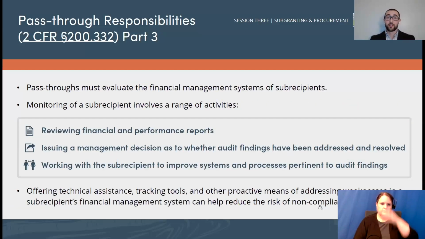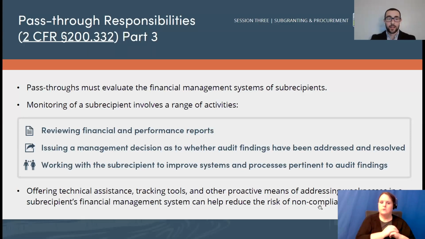Not only do we have to evaluate fraud and risk factors, but as the pass-through entity, we also have to evaluate the financial management system of subrecipients, right? So the pass-through entity needs to evaluate its own financial management system as well as those of subrecipients. And we need to be monitoring those subrecipients during the course of the performance period, right? So we're going to need to be reviewing financial and performance reports, right? They're either going to draw those down from their accounting software, or they're going to be producing performance reports elsewhere, and those should be stored securely, remember.